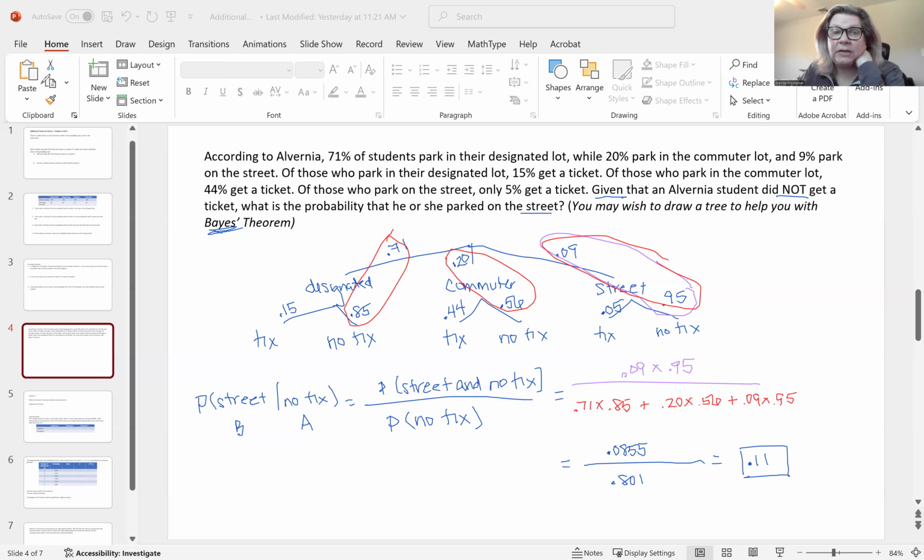Anyway, that is what you should be familiar with from chapter 4. Again, use the resources, use the extra probability practice, use the review sheet, and reach out with questions. I will be trying to check my emails.